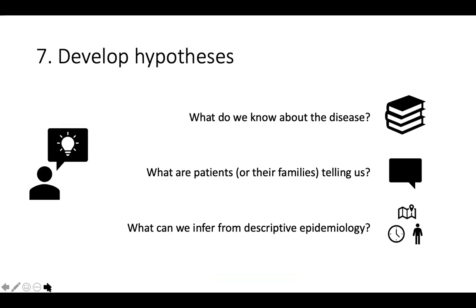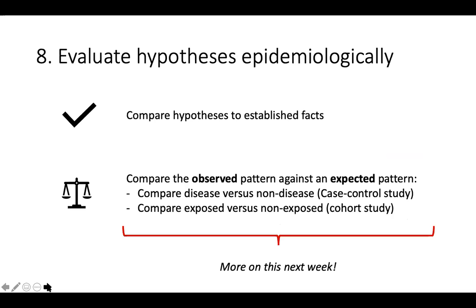Then we want to develop hypotheses. We've collected all this information. We've plotted this information about the disease with respect to place and time and person. So let's come up with some hypotheses as to what is the source of this outbreak? What is the one characteristic? How can we control the spread?